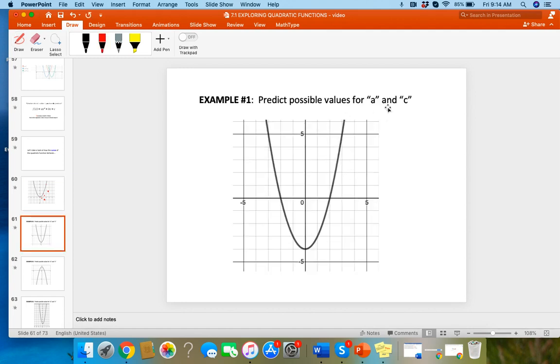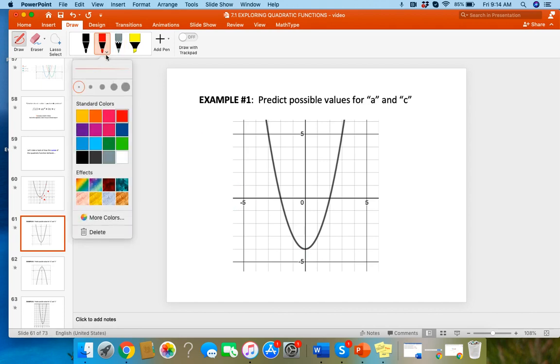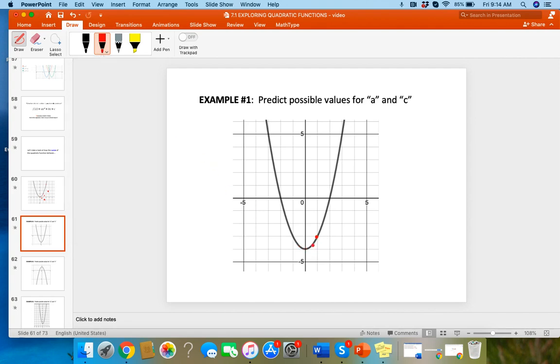If we take a look at this one, we're being asked to give possible values for a and c. C, of course, is the y-intercept. We take a look. The y-intercept is -4. We're all set. Now, in terms of the a, if we double check and look to see what happens when we move over 1, we realize if we go over 1 and up 1, we're right here. This one seemed to behave in the same way. If I go over 2, it goes up 4. So it's looking like my a is equal to 1. And of course, it's positive because this graph is opening up.